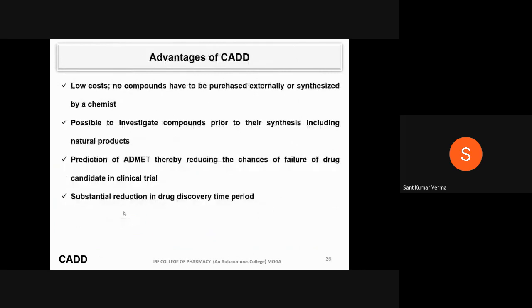Advantages of computer-aided drug design. It offers low cost, no compounds have to be purchased externally or synthesized by a chemist. It is possible to investigate compounds prior to their synthesis, including natural compounds. Prediction of ADMET, thereby reducing the chance of failure of drug candidates in clinical trial. It saves the sacrifice of animals, saves the cost, saves the time, substantial reduction in drug discovery time period using the CADD approach.